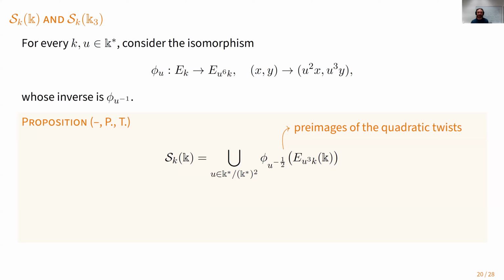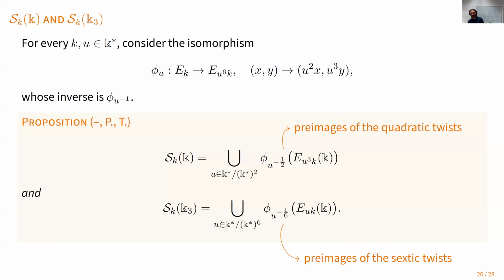And let's see how S is made. If you look at the pre-image of the projection involved for the Hessian pencil, then S is just made from the pre-images of the quadratic twists. In particular, you have to take the k-rational points on the quadratic twists and bring them back to the starting curve. And this is S. And the other S is completely similar. It's just made of the pre-images of the sextic twists.